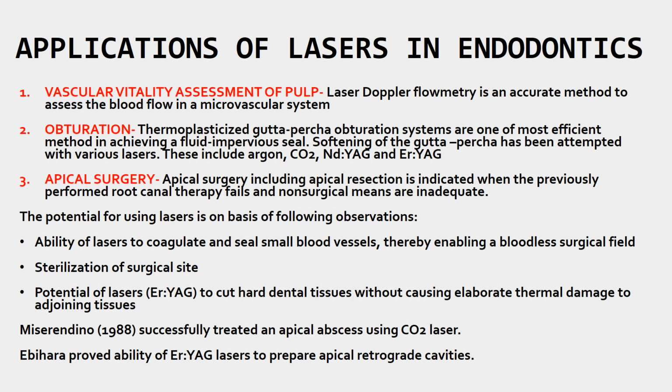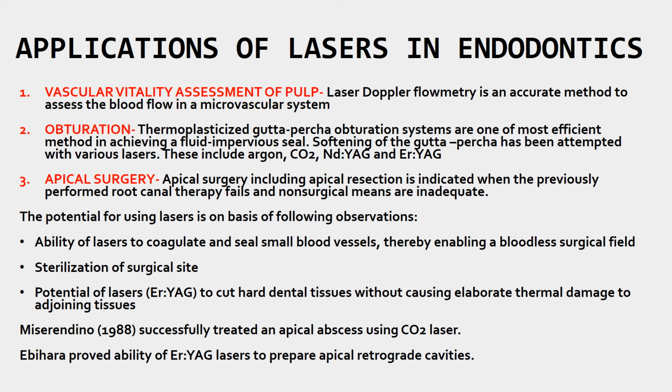Now, what are the applications of laser in endodontics particularly? So, the first application is it is used in the vascular vitality assessment of the pulp. Now, there are various tests which are done to assess the vitality of the pulp. That can be heat test, cold test, electric pulp testers. But the problem with those tests is that they can show false positive errors, and because of that you need a more proper way of assessing the vitality of the pulp. So laser doppler flowmetry is an accurate method to assess the blood flow in a microvascular system. So this is the first application. I'm going to explain what this laser doppler flowmetry is in the further videos. But first thing that you need to remember for the application of laser is that it is used in the vitality assessment of the pulp.